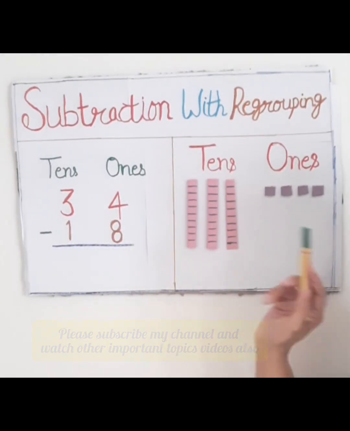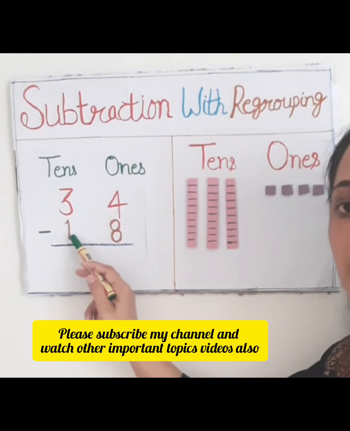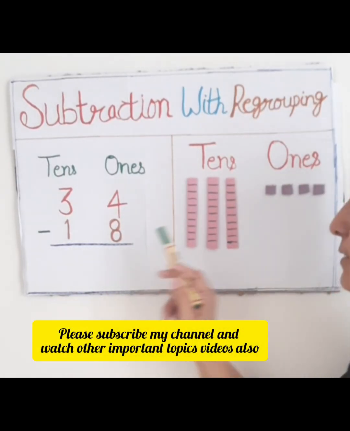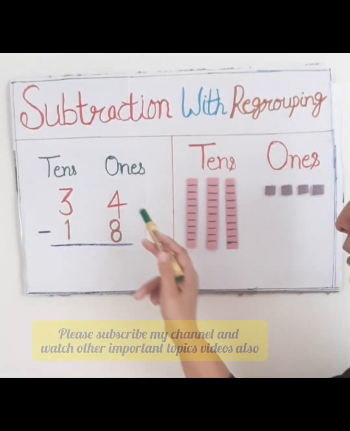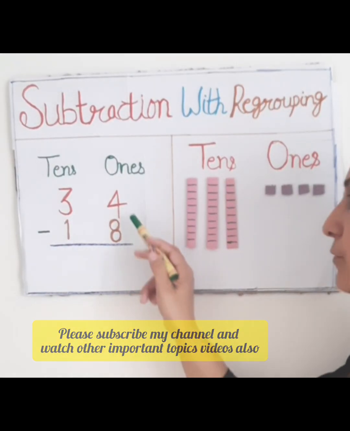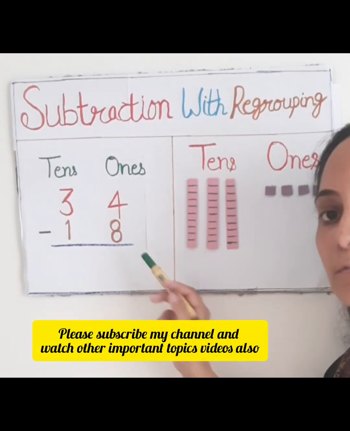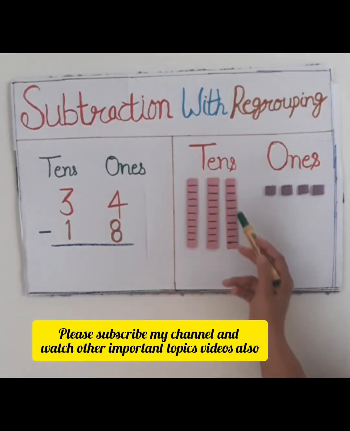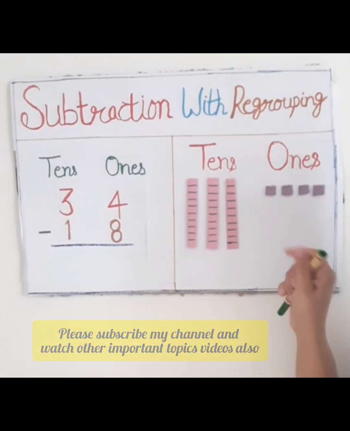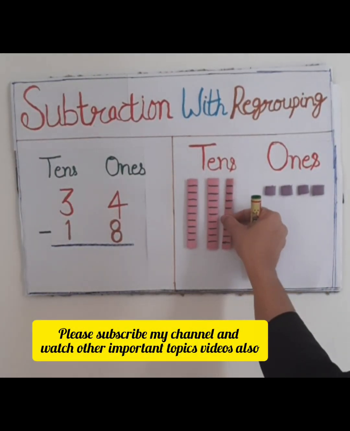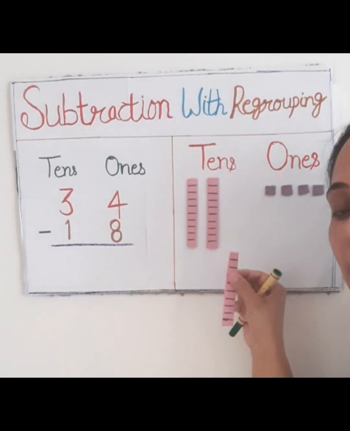Okay. So now we are going to subtract 18, means we have 1 ten and 8 ones, from this 3 tens and 4 ones. Okay. So as I told you, we cannot subtract this 8 ones from 4 ones. Okay. Because 4 is smaller than 8. So what will you do? You will regroup this 1 ten into 10 ones. Okay kids. So I will change this 1 ten. So as you can see, this 1 ten has 10 parts.